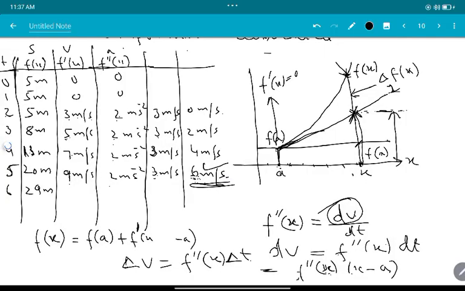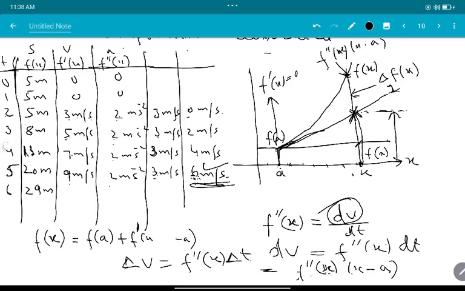Now, what is the change in velocity here? 0. What is the change in velocity here? This much: f double dash x into x minus a. This means the change in velocity here is 0, and the change in velocity here is this. How much distance will this car travel because of these additional velocities? We can easily calculate that by multiplying velocity by the time interval. But which velocity? This or this? The average.